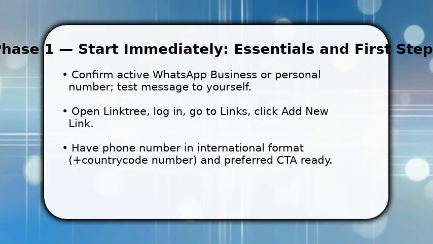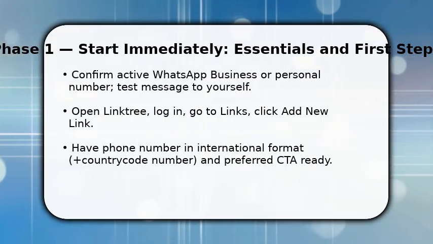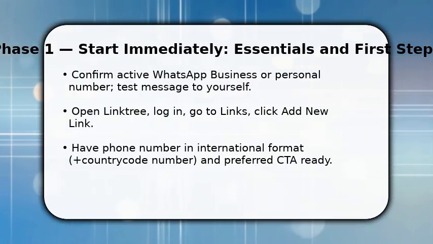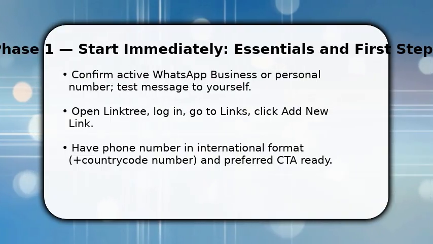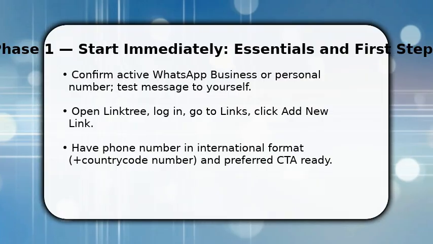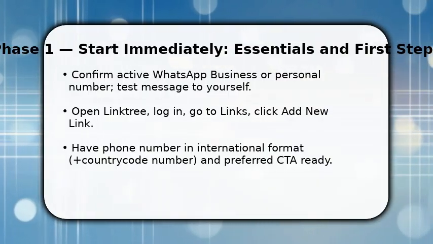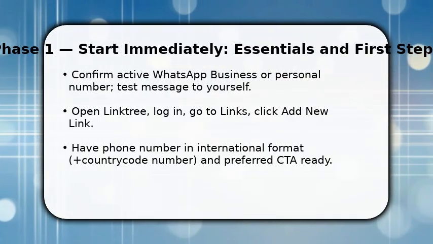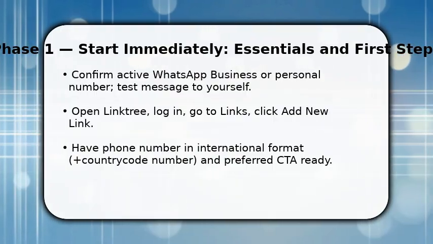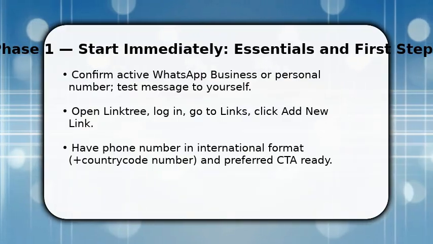You begin by making the WhatsApp contact ready. Use the full international format, for example, +1 xxxxxxxxxx, because Linktree needs that exact string. Once done, open Linktree and sign in, then go straight to links and press Add New Link. You're not configuring widgets yet, you're creating the actionable link. Make sure the button text is concise, like Message on WhatsApp. This improves click clarity and conversion.